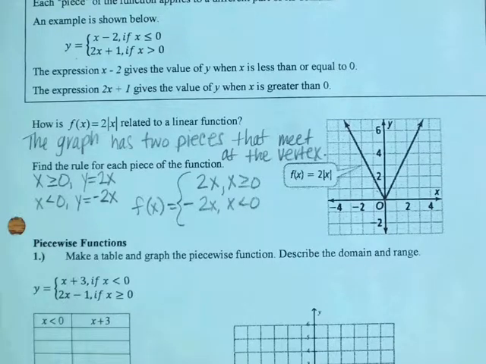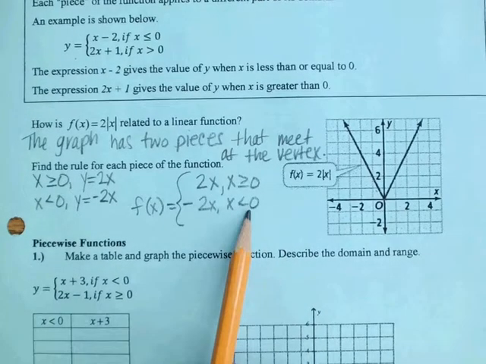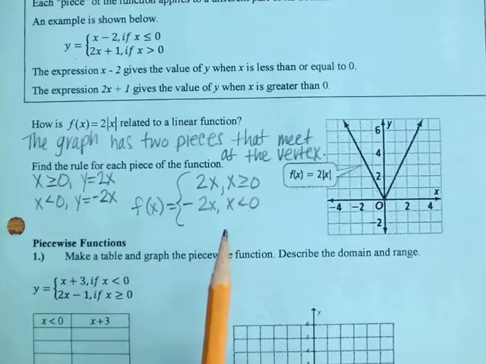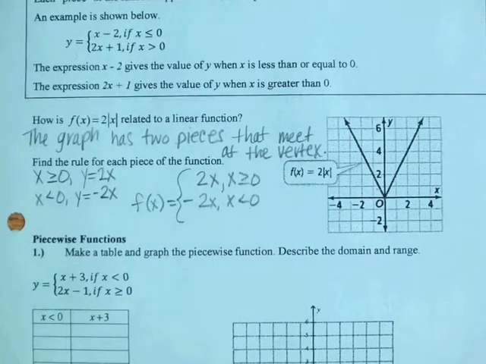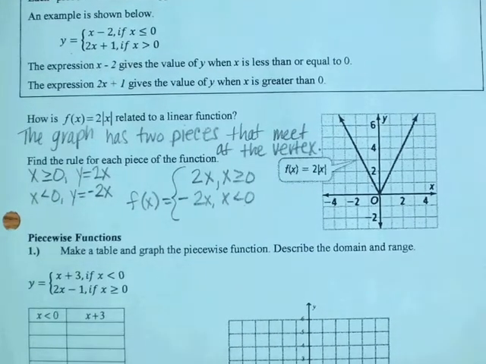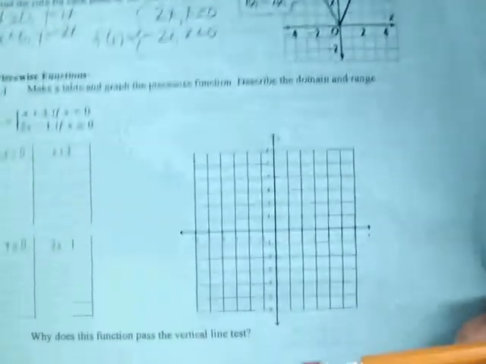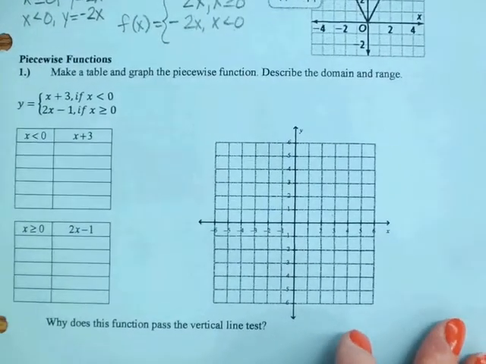Okay, and so that is how you write the rule for each of the functions: you just break it apart into pieces, you state at which end it works, what kind of end behavior it goes with. Okay, so let's go ahead and actually make a table and graph some of these, and we'll talk about the domain and range. So we'll start with number 1.